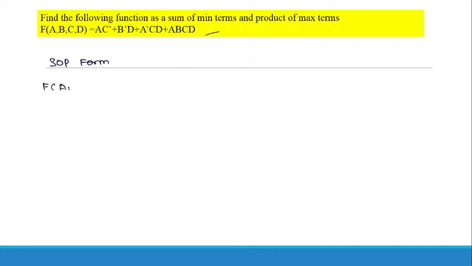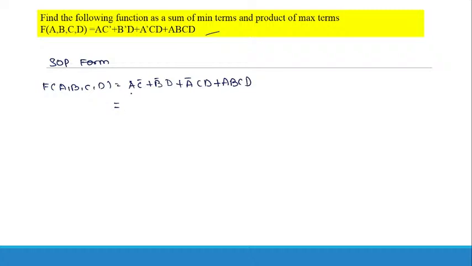F of A, B, C, D is equal to AC bar plus B bar D plus A bar CD plus ABCD. What is canonical? A canonical form of expression will have all the variables in all the minterms. Here B and D are missing. Here A and C. Here D is missing. Here all the literals are present. So this is the only term where you are not going to do anything.